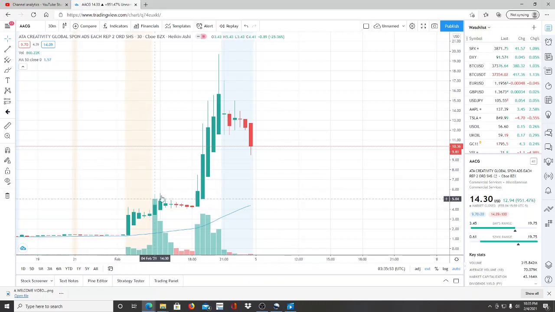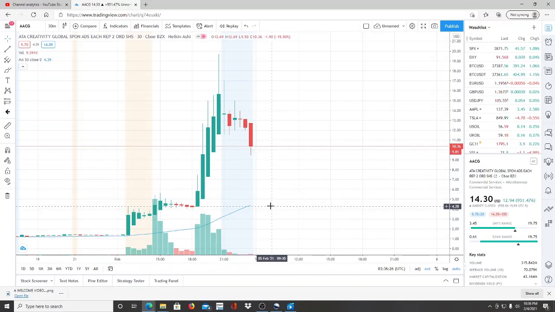So here we are with AACG. It had a run from way down here in the $1 and $2 range. It kind of leveled off at around $4 and some change, and then it ran up all the way to almost $20, $19.70 or 75 cents, give or take. And then it started to dip, and we're seeing it right now sit at around $10.36 after market hours. So what to expect for tomorrow?